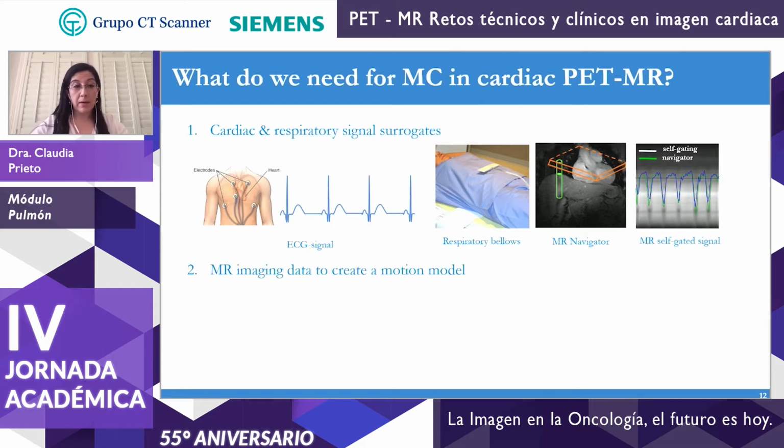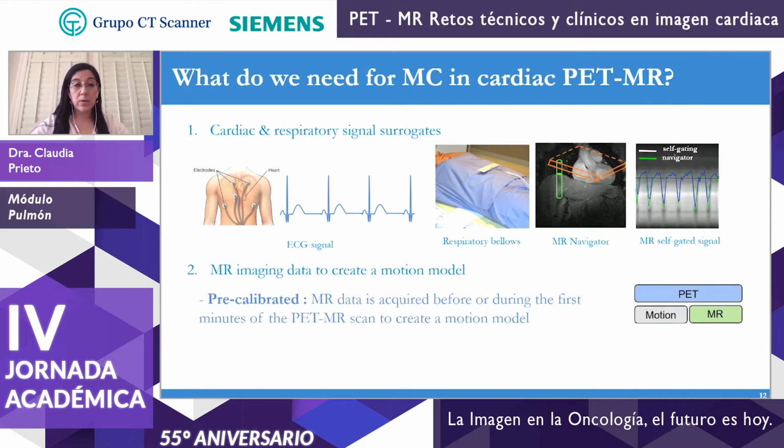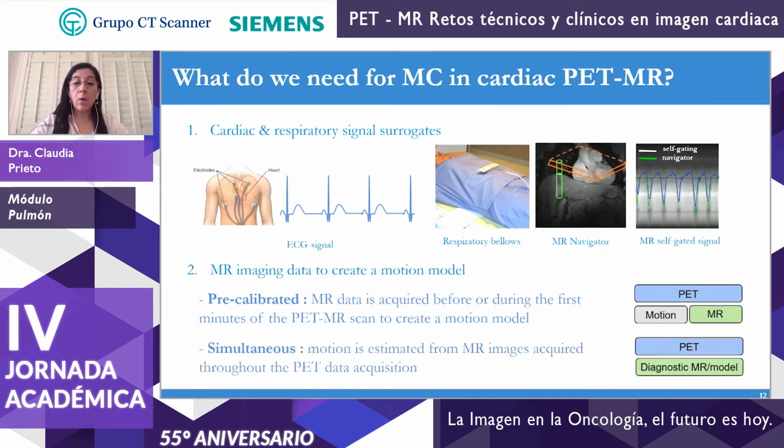Then we need MR imaging data to create a motion model. And this can be achieved using pre-calibrated approaches where the MR data is acquired before or during the first minutes of the PET-MR scan to create a motion model, or simultaneous approaches where the motion is estimated from the MR images that are acquired throughout the entire PET data acquisition.